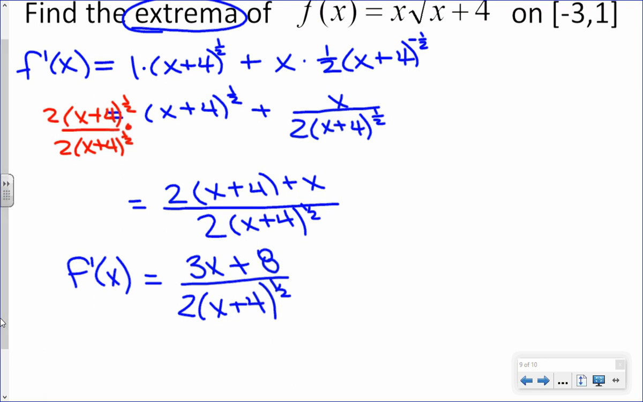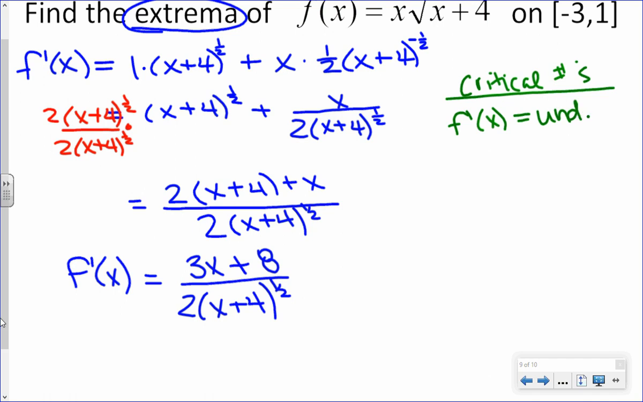Okay. So we need to consider where our derivative is 0 and where it is undefined. So our critical numbers, okay, our derivative is, let's first look at where it's undefined. Where is that denominator equal to 0? Negative 4 would make that denominator 0. Okay. We also need to consider where our derivative is 0. So if we look at that numerator, what makes the numerator 0? Negative 8/3.